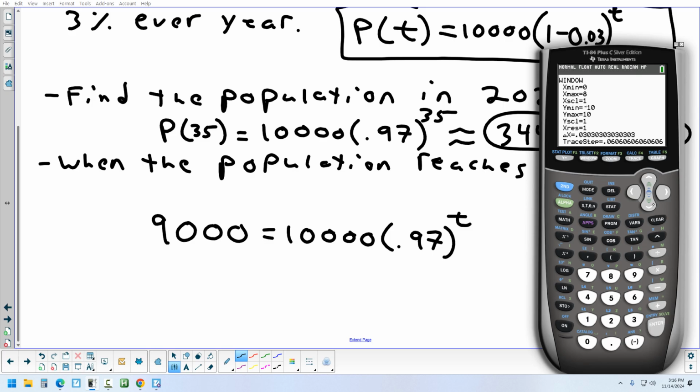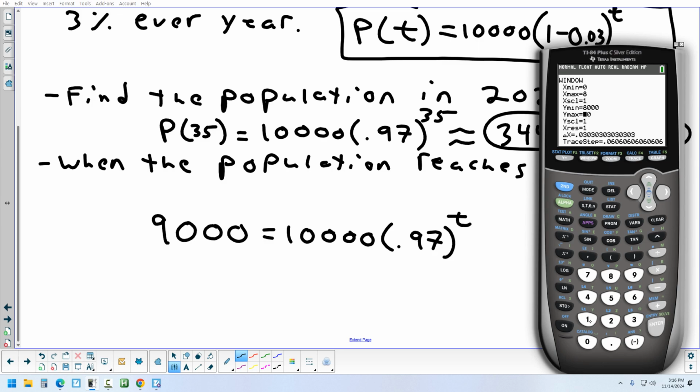Yep. 0. Okay, we could look as low as a population of 0. We don't really have to look for the population getting all the way down to 0, even though it never reaches 0. We only have to see when the population gets down to what? 9,000. So I would probably do 8,000 for the Y min. And for the Y max, well, what's our starting population?